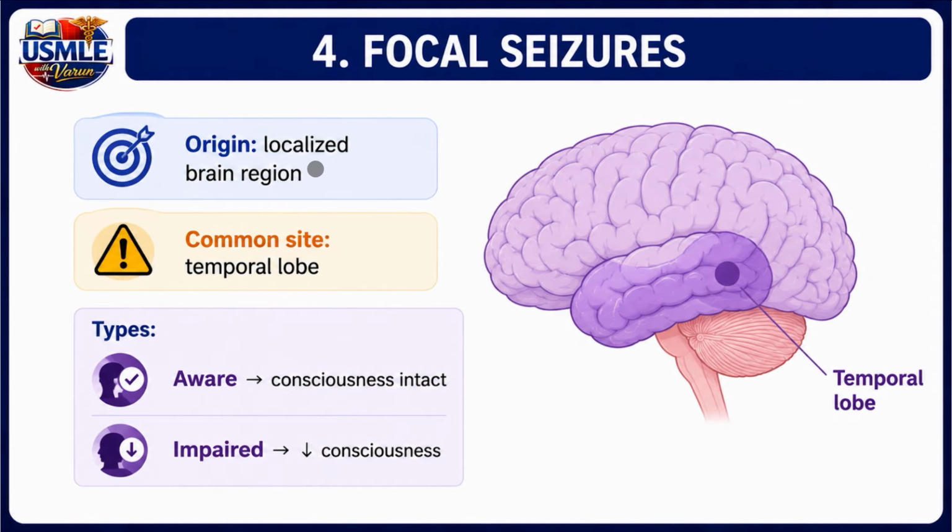Focal seizures originate from one localized area of the brain, most commonly the temporal lobe. They're divided into two main categories. In focal aware seizures, consciousness remains intact; it is completely preserved throughout the event. Whereas in focal impaired awareness seizures, consciousness becomes impaired and the patient may appear confused or unresponsive during the episode.